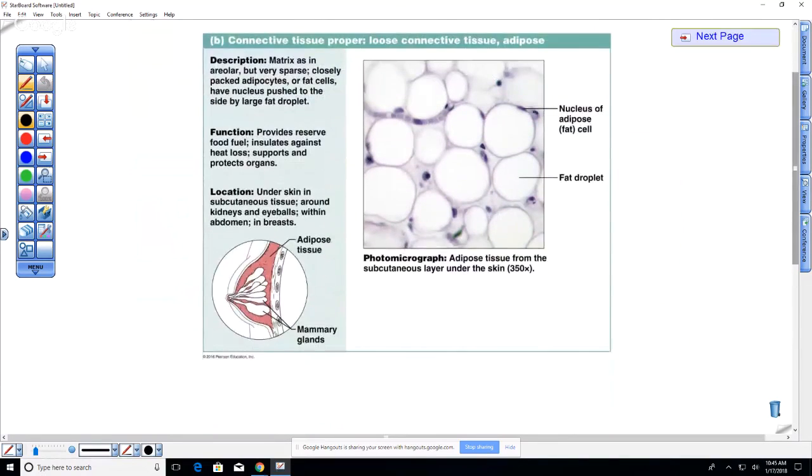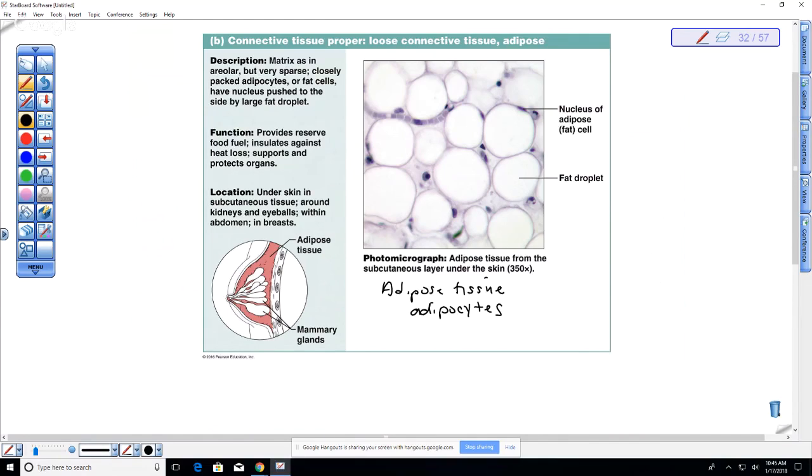Okay, so this is the fat cells. So this is adipose tissue. And the cells are adipocytes.